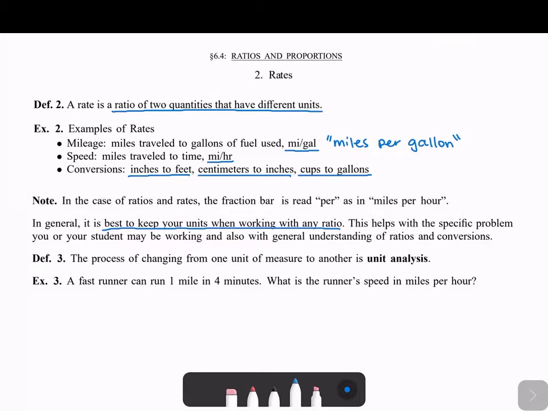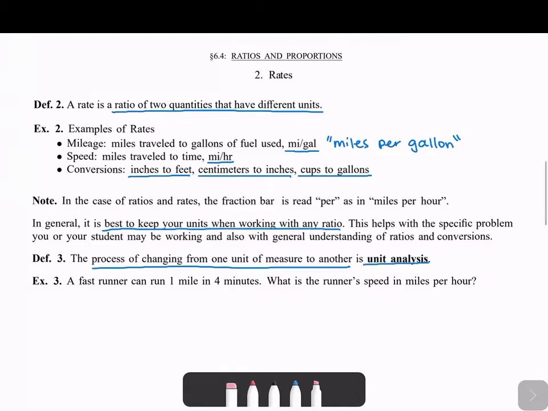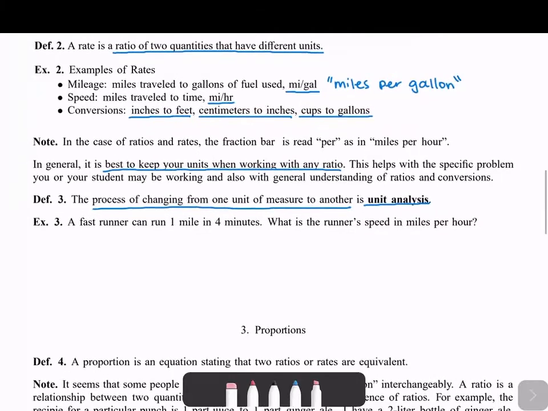Okay. So what we're going to do with rates is what's called unit analysis. And that is the process of changing from one unit of measure to another. And that's what we're going to do here in this example. So we have that a fast runner can run a mile in 4 minutes, and we want to know their speed in miles per hour. So how do we do this?